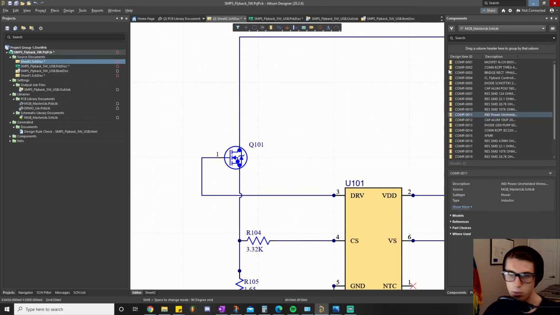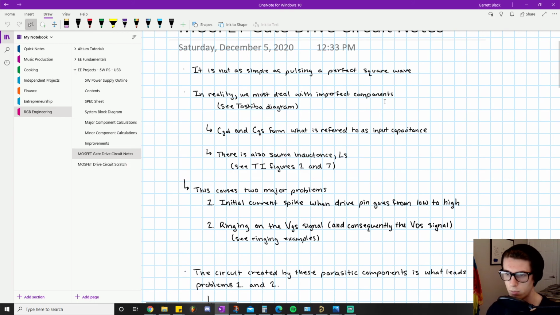So that's the first major problem we have to solve: we're experiencing a huge current spike whenever we try to drive this pin high, and that's a result of the parasitic capacitance. That's a quick summary of problem one.